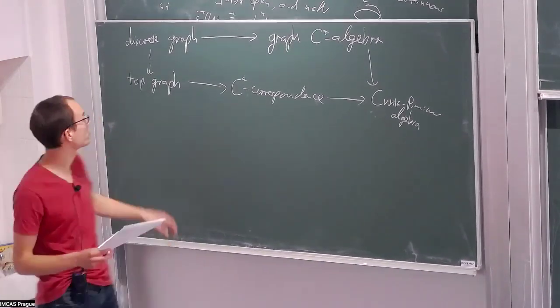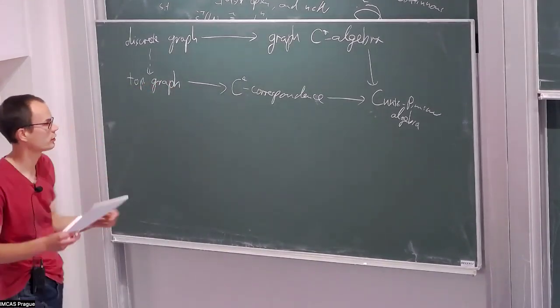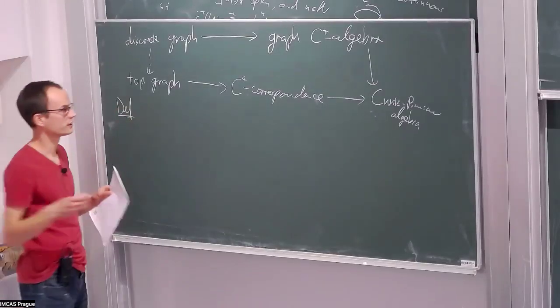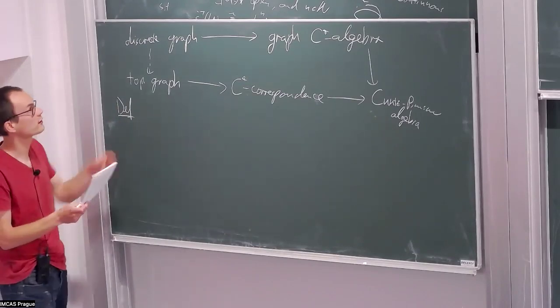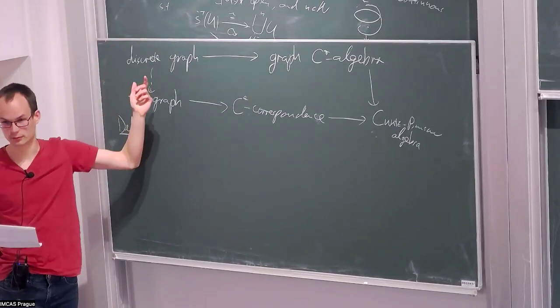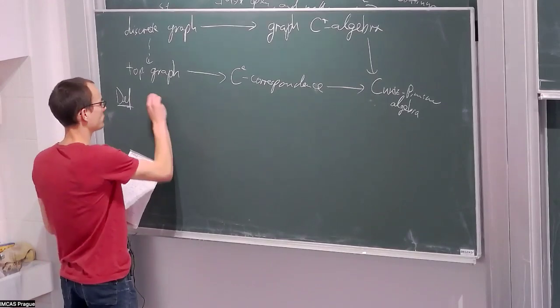Okay, so now I want to show you this first step, how to get from a topological graph or a compact topological graph to a C-star correspondence. And in fact, the people who attended the pre-seminar have already seen this, because we already constructed a C-star correspondence from a covering map and a continuous map R. So I will recall this construction.